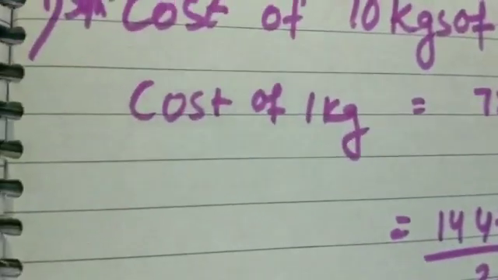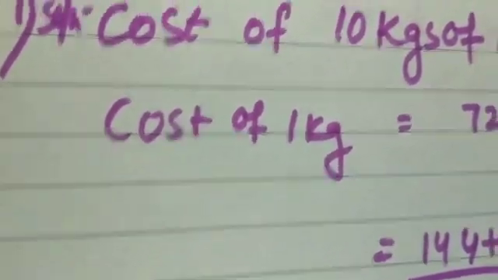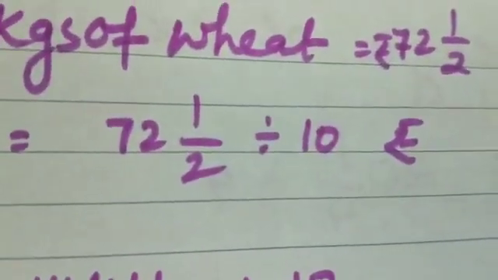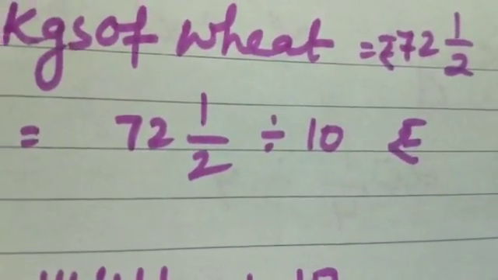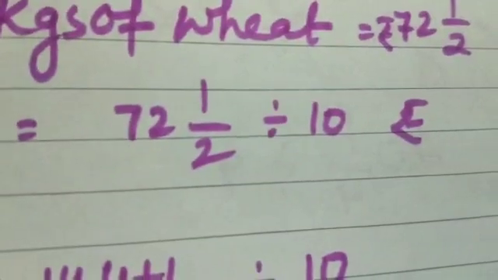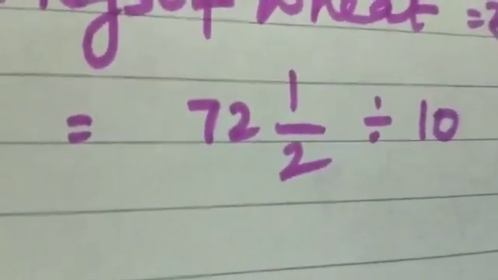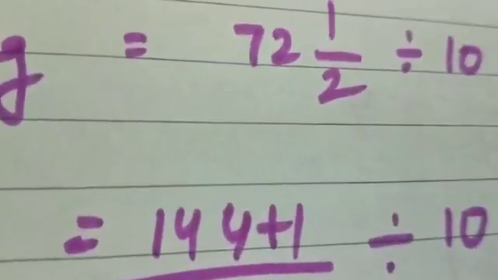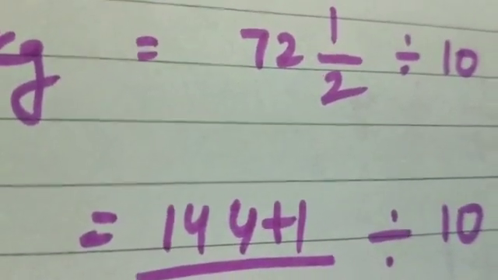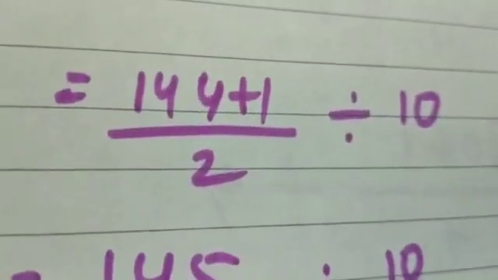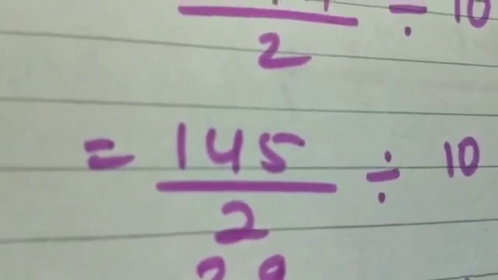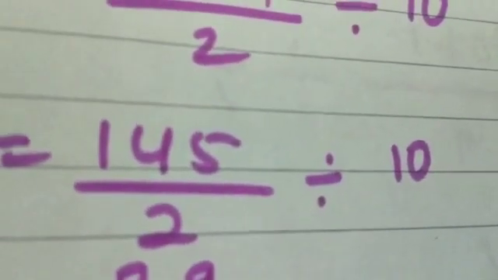Then we need to find the cost of 1 kg. So what we will do? We will divide this cost of 10 kgs with the total number 10, or 72 and a half divided by 10. So whatever will come, that will come in rupees. So this is a mixed fraction, so we need to change it into improper fraction. So what we have done, we have multiplied 72 into 2 and added the numerator 1 by 2. So that is 144 plus 1 by 2 divided by 10. So we are getting an improper fraction of 145 by 2 divided by 10.